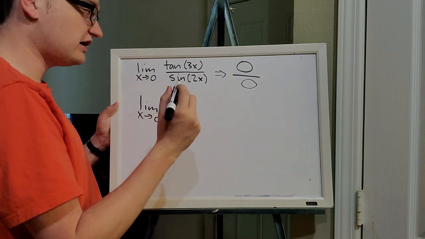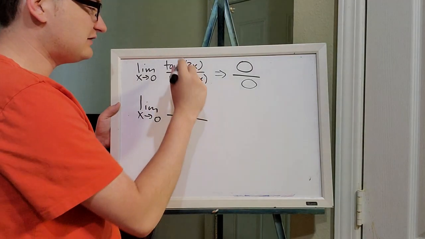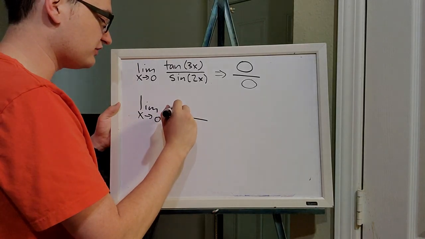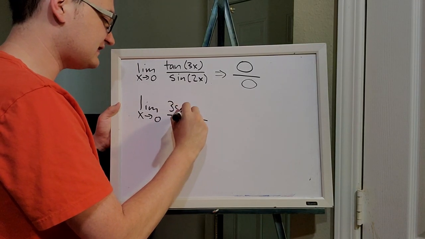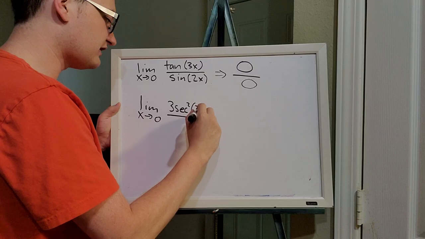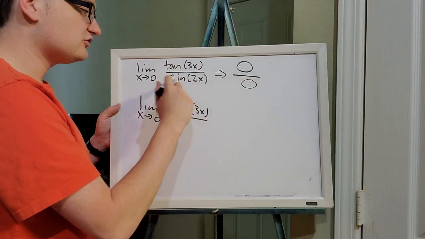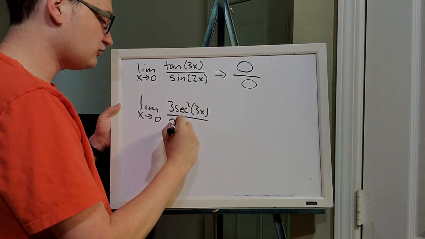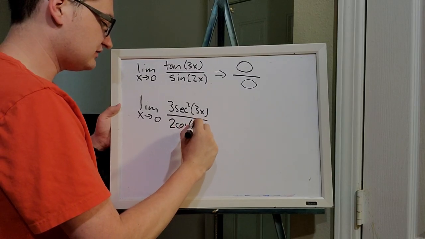Both of these are going to be chain rules. Derivative of the tangent of 3x is going to be 3 times secant squared of 3x. And derivative of sine is going to be 2 cosine 2x.